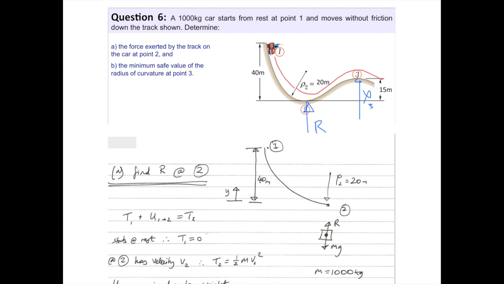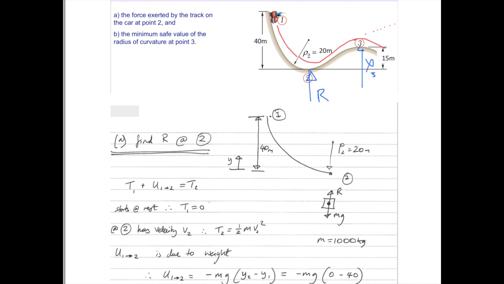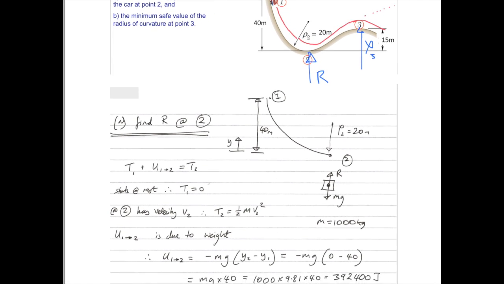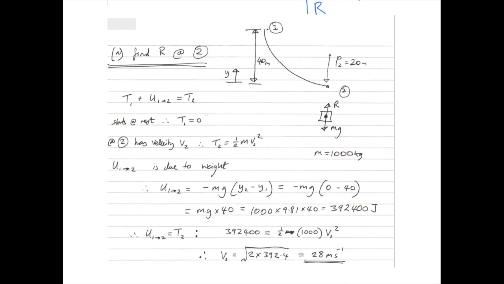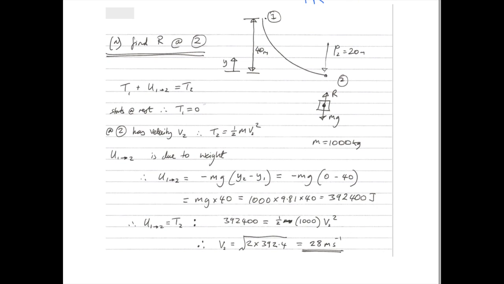So at the point where it gets to 3, it can either go round the bend or it can fly off. And we're asked to find the point at which it just about stays attached. Okay, so for part A, we're going to move between points 1 and 2, and we need to consider the energy balance.